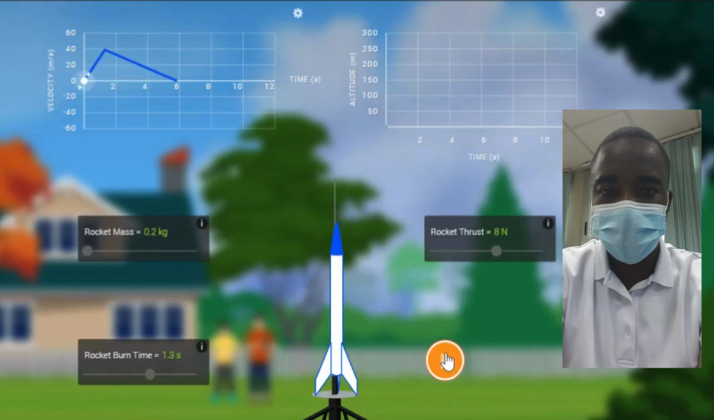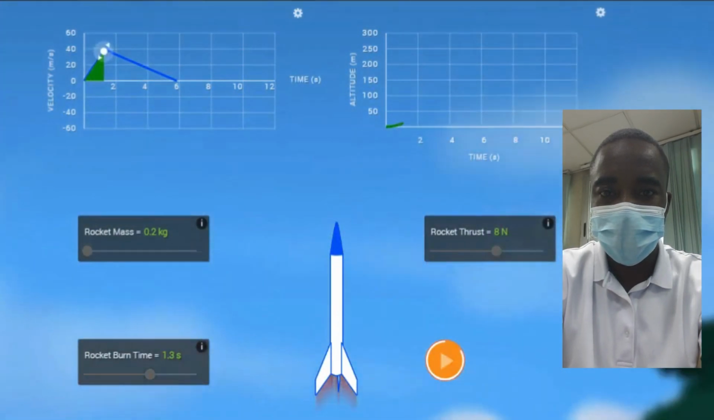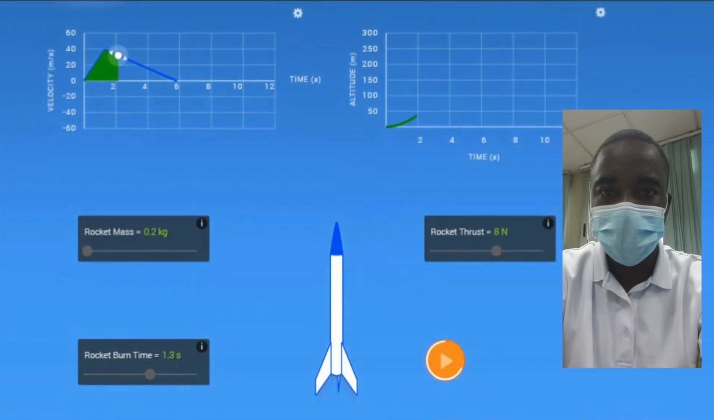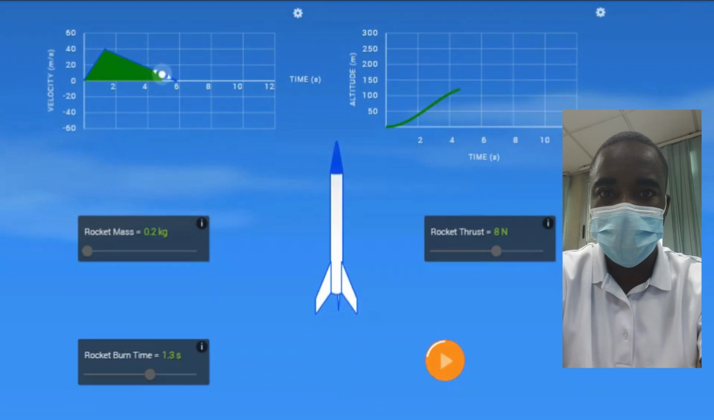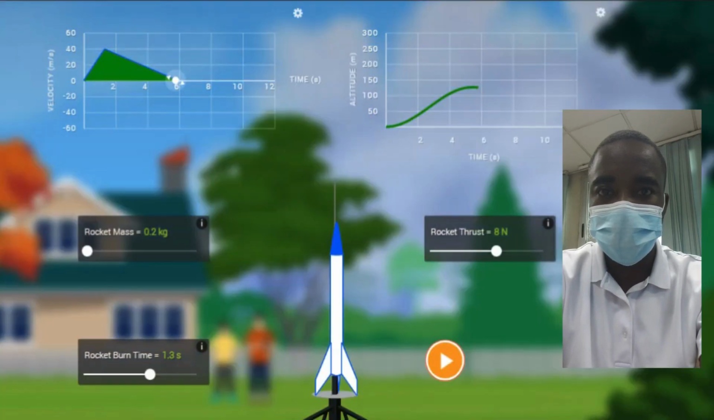The effect of air resistance. If air resistance is included, the rocket's motion changes. It will take longer to accelerate, and its peak altitude will be lower. Additionally, its descent will be slower, as air resistance counteracts gravity.